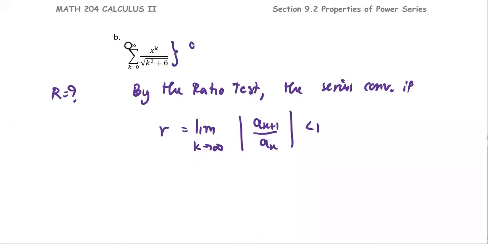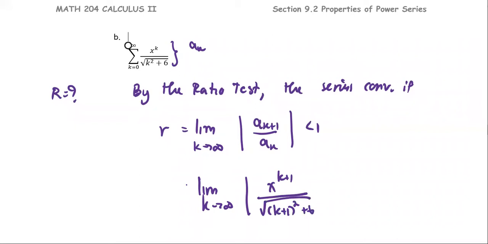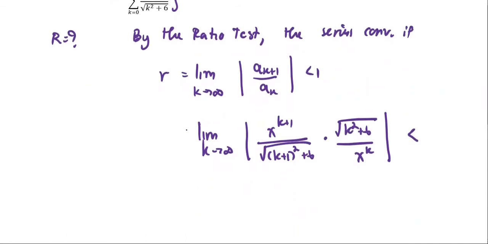Since a_k is the term x to the power k divided by the square root of k squared plus 6, a_{k+1} will be in the form of x to the power k plus 1 divided by the square root of the quantity k plus 1 squared plus 6. Dividing by a_k means multiplying by its reciprocal, the square root of k squared plus 6 divided by x to the power k, and it must be less than 1 in order to be convergent.